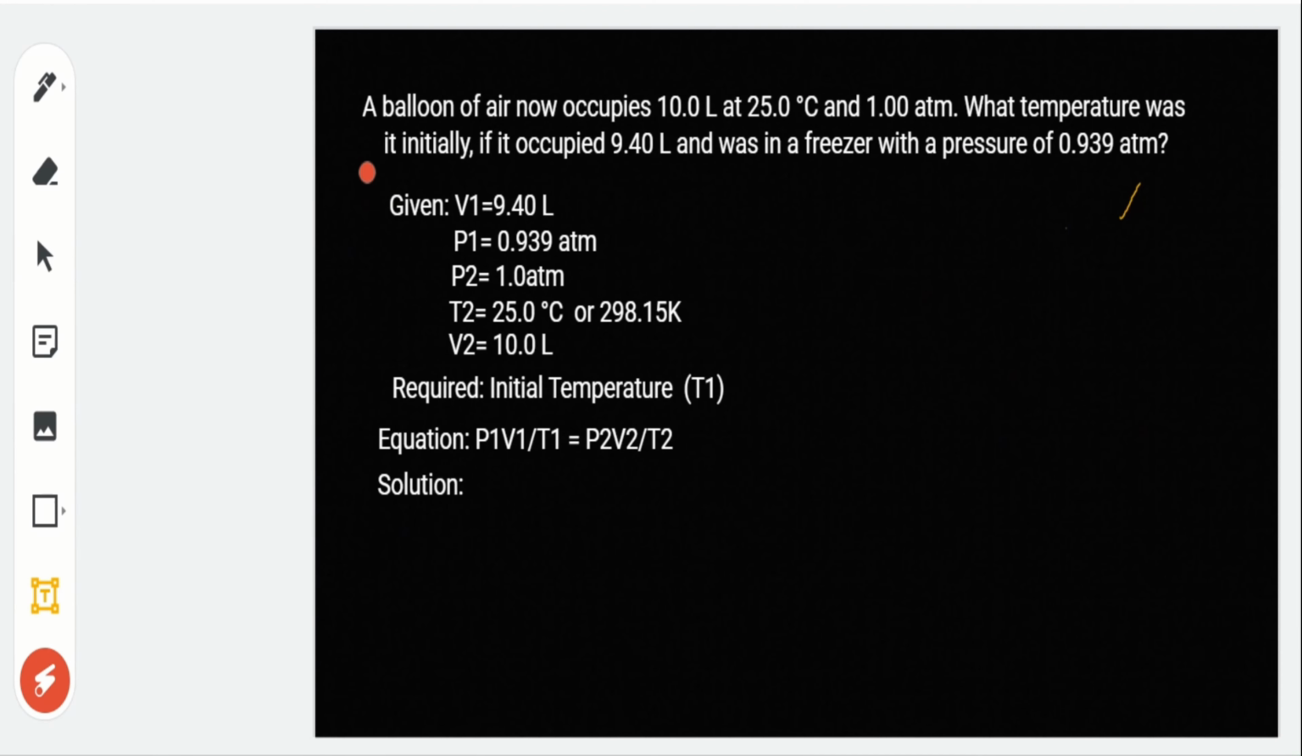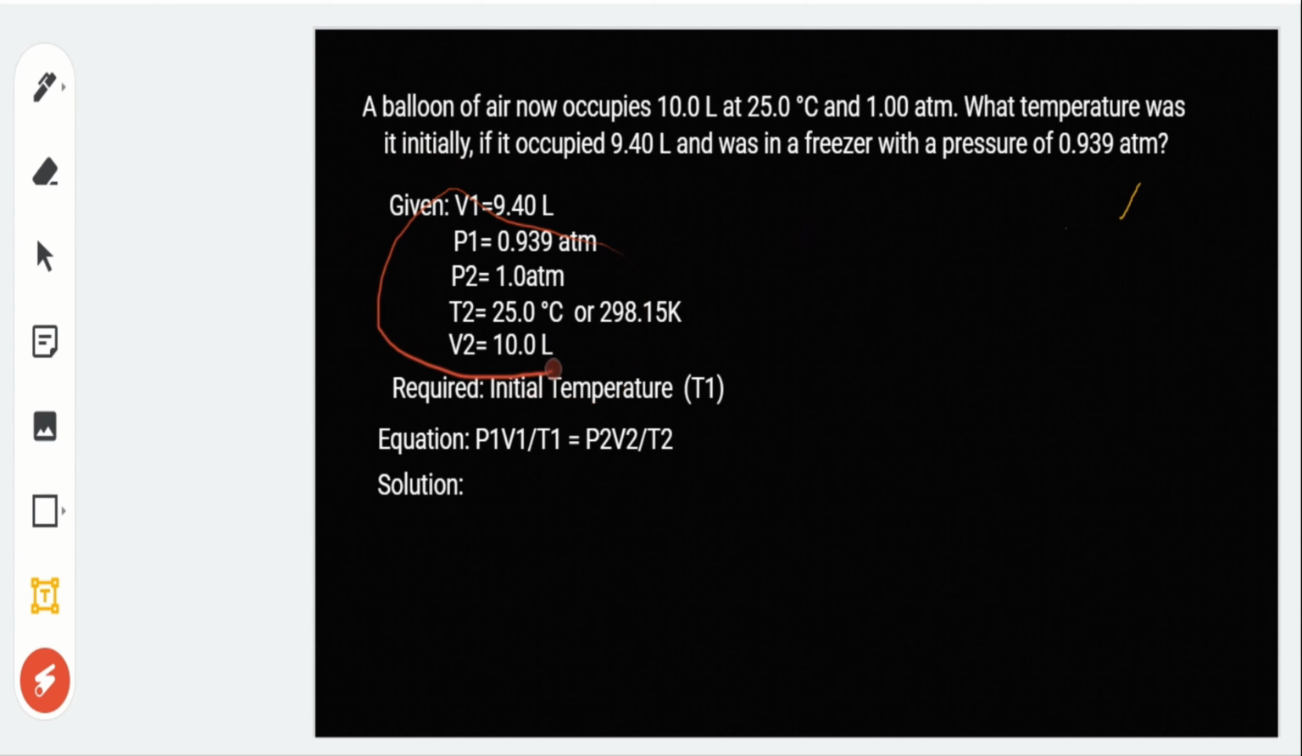So here we have a balloon of air that now occupies 10.0 liters at 25.0 degrees Celsius and 1.00 atmospheres. So what temperature was it initially if it occupied 9.40 liters and was in a freezer with a pressure of 0.939 atmospheres? So again, let's identify our given.